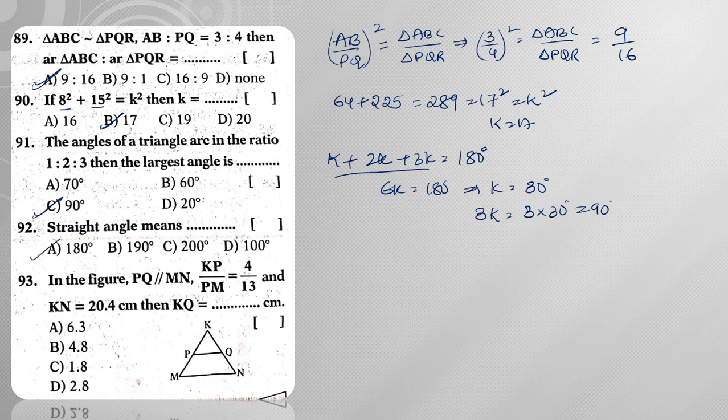Straight angle means, so straight angle is nothing but a linear angle which is equal to 180 degrees.